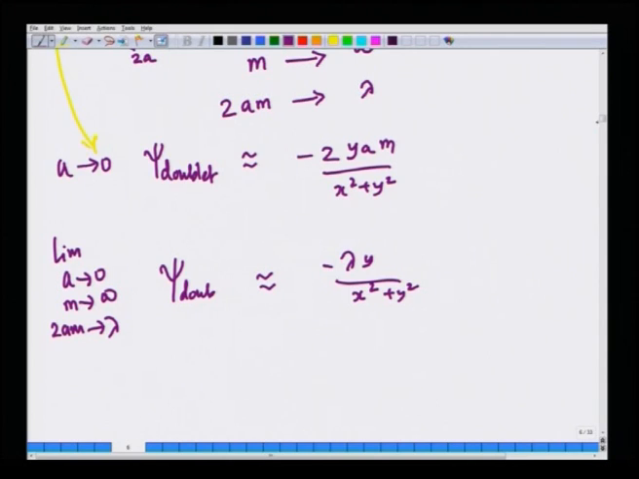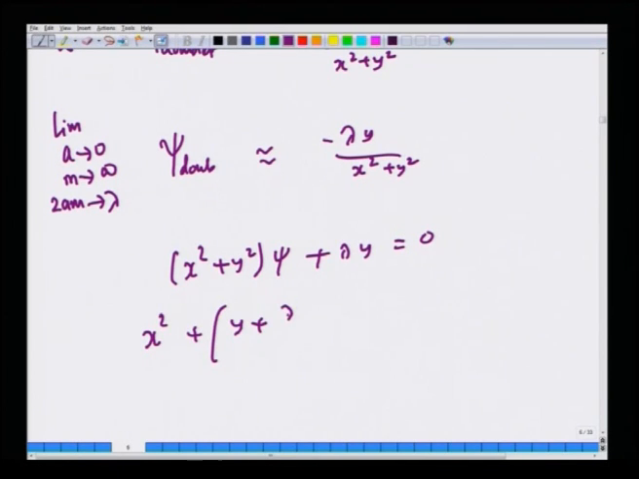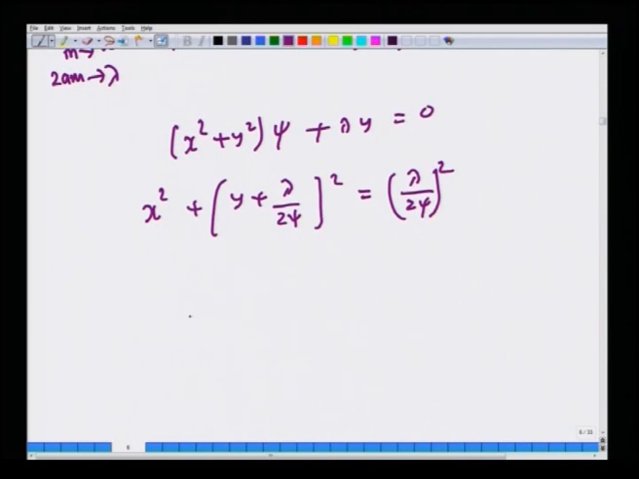Okay. Or we can rewrite this as (x squared plus y squared) psi plus lambda y is 0, or x squared plus (y plus lambda by 2 psi) whole squared is (lambda by 2 psi) whole squared. Okay. So, as a becomes very small and m becomes very large, in such a manner that a times m is a constant, the doublet essentially becomes like this. Okay. So, the stream functions are circles.